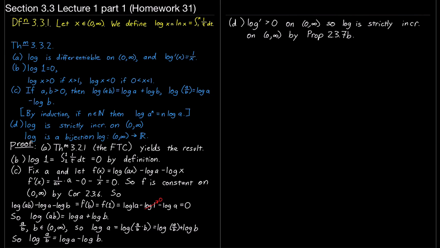And so this yields the remainder of part C of part B, that is log x is strictly greater than log 1, which is 0, if x is greater than 1, and log x is less than log 1, which is 0, if x is less than 1. So C holds.